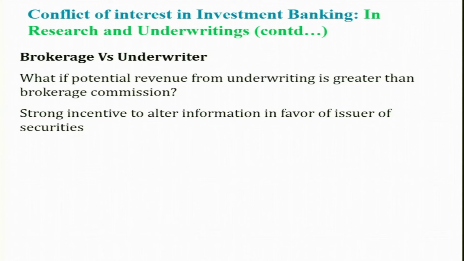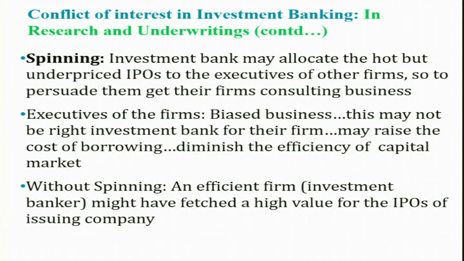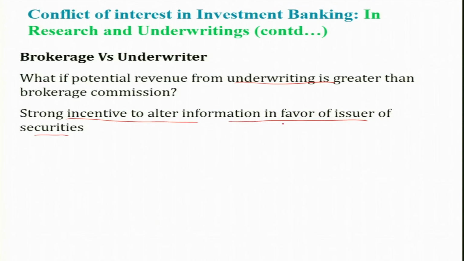So, brokerage versus underwrite: what if the potential revenue from underwriting is greater than the brokerage commission? If this happens, there is a strong incentive to alter information in favor of the issuer of securities. They would be doing it in a biased way. The price of securities should reflect the economic fundamentals of that firm, not any other aspects.